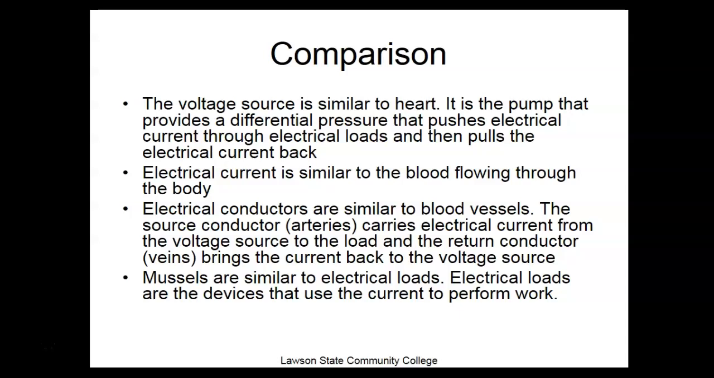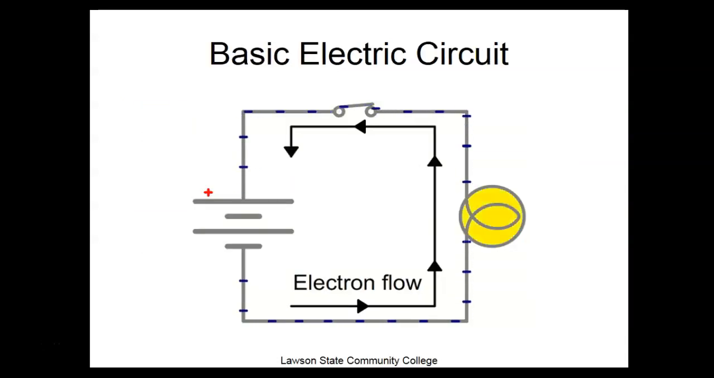So we have what we call blood clots and stuff like that, that could cause a drop in pressure. Electrical current is similar to the flow of blood. Electrical conductors are similar to the vessels, and the muscles are similar to the loads. So if you understand that, then you've got a pretty good feel of what a circuit does. So this is a basic electrical circuit.